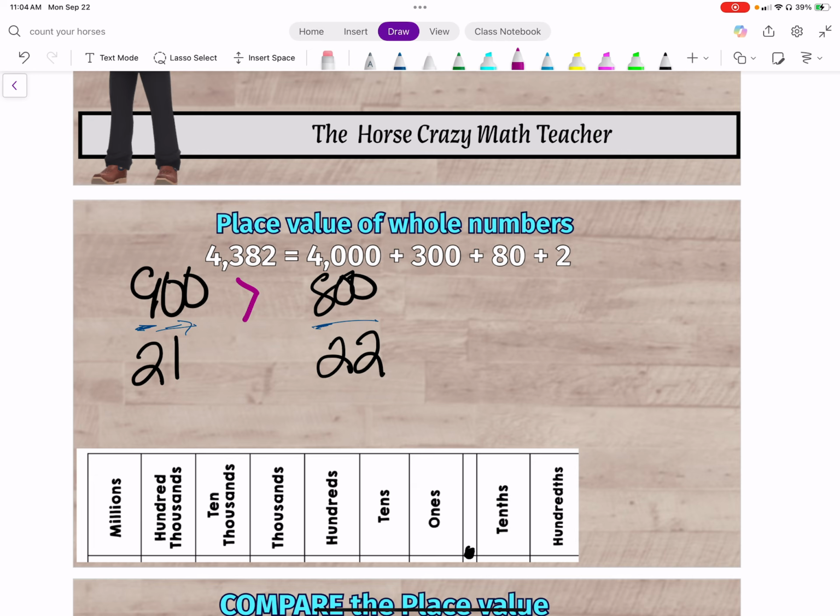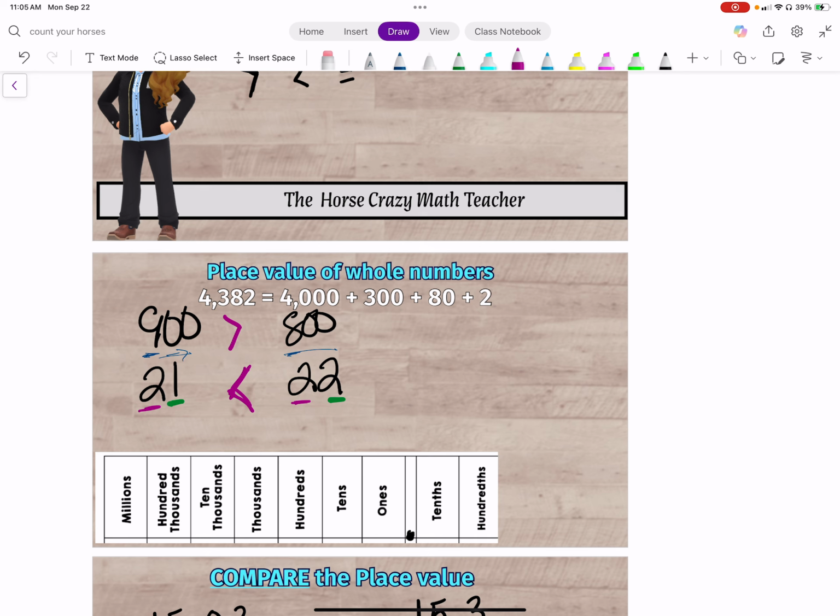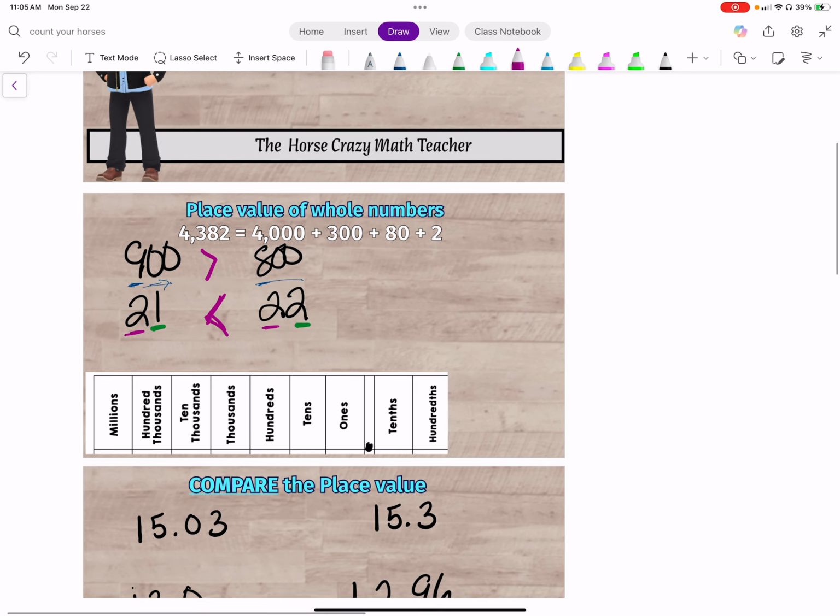Okay. So now let's look at 21 and 22. So we've got a 2 in both tens places here. So those match, those are equal. Now let's look at our ones place. Well, we have a 1 in the ones place and then a 2. Well, which one is going to be bigger? Well, the 22. So 21 is less than 22. Okay. So that's working with our whole numbers.